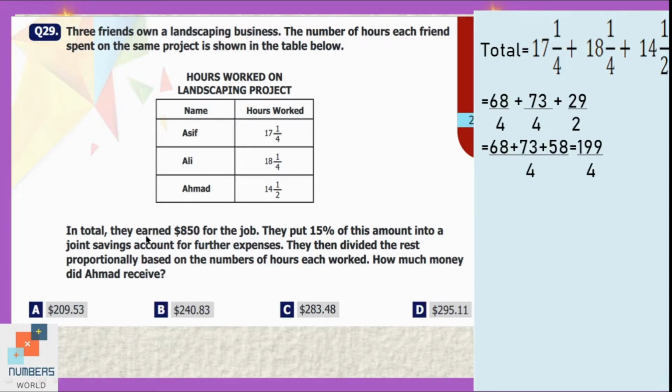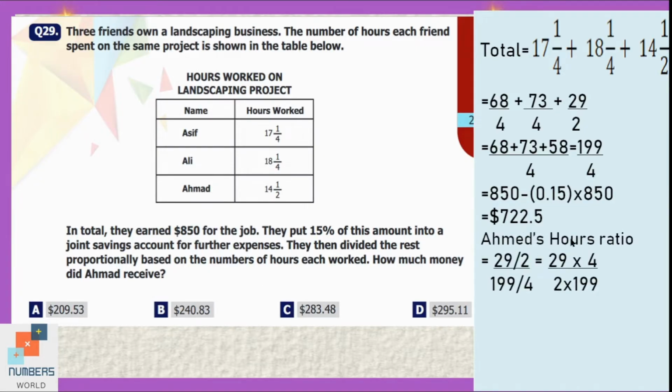This information is given in the question that they have earned $850 in total and kept 15% of the amount in a joint savings account. So we are going to find 15% of 850, which is 0.15, and subtract it out of the total amount, which is $850. So the remaining amount is $722.5. As we are interested in knowing Ahmed's share in the remaining amount, we will find out the ratio of Ahmed's working hours to the total number of working hours. After simplifying it, the answer is 0.29.